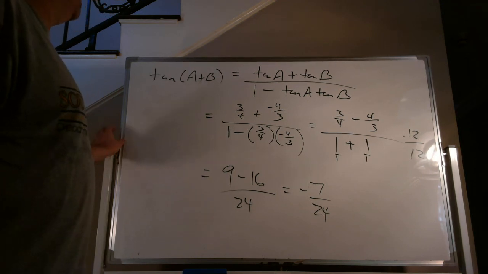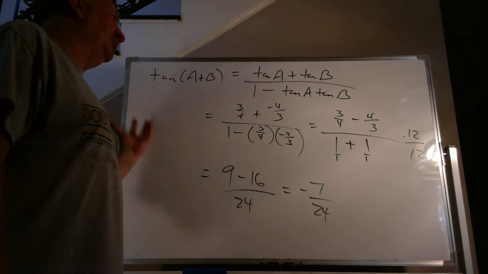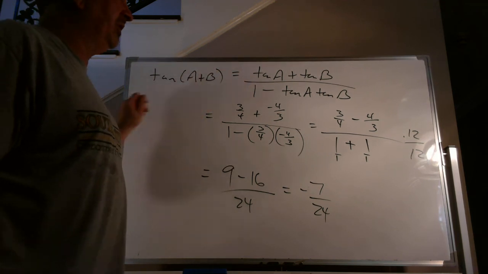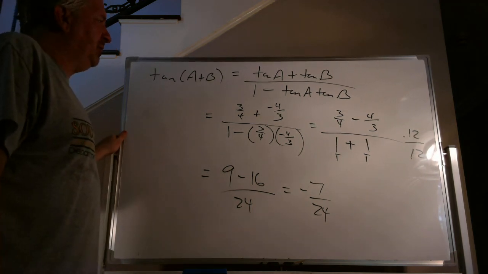So the key here was recognizing, right, they want to know the tangent of a sum, but you didn't know anything about the sum. You knew about A, you knew about B, so it's a clue to use the sum formula for tangent that we covered a few sections back. So that's how you do that one.